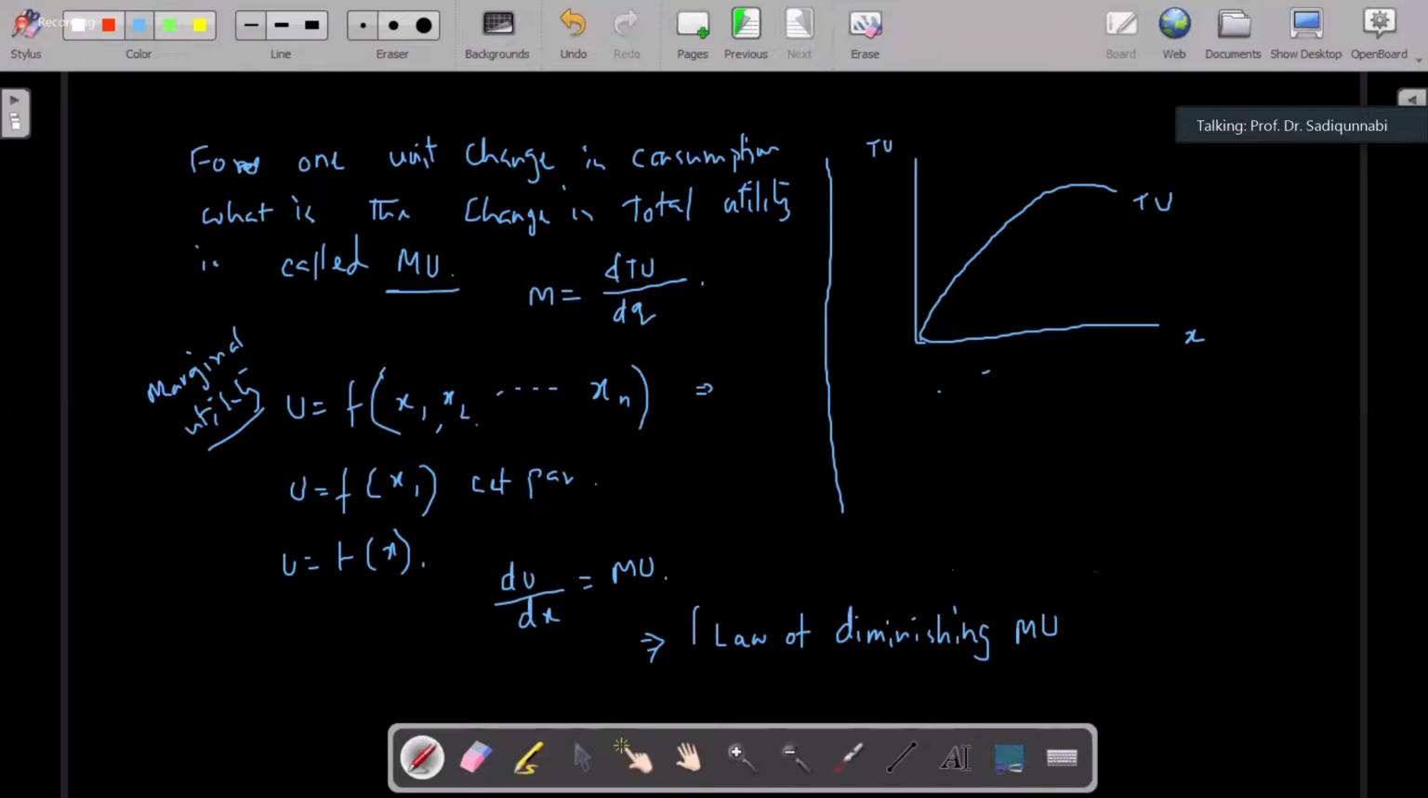Can you explain why this law of diminishing marginal utility is there? Why is this a law?